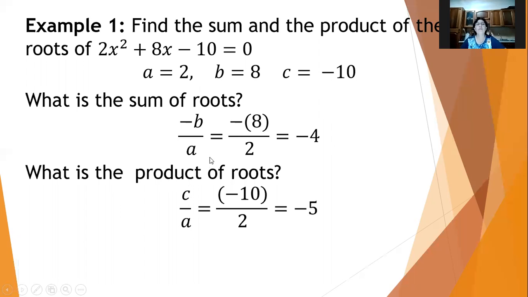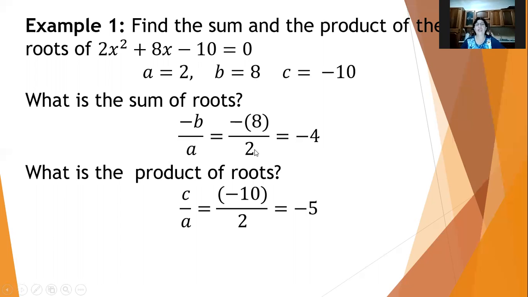Applying the formula, again, what is our formula in finding the sum? It is using the coefficients of the quadratic equation. It is negative b over a. The sum is negative b over a. Negative, that is included in the formula, where b is equal to 8 and a is equal to 2.